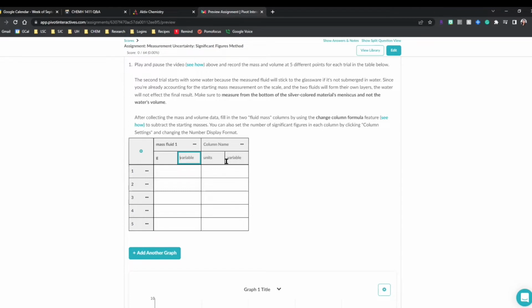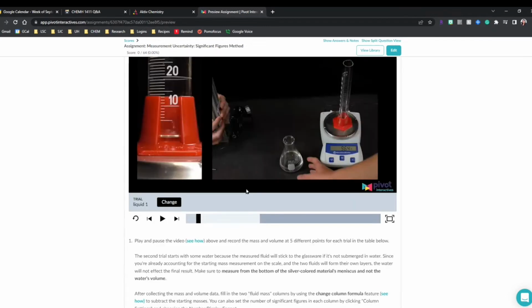But anyway, you can say mass, column name, volume, units, mL, right? There we go. Volume. All right, so you've got those ready for you to measure. So this is liquid 1, right?